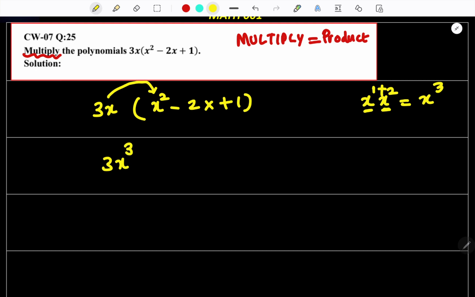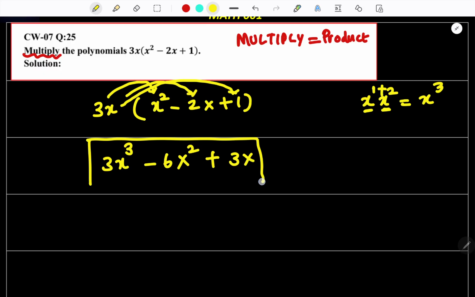Okay. And then multiply this one with this. So 3 times 2 is negative 6. X times x is x square. And then plus 3x multiply with this one. So you'll get 3x. So what's the answer? 3x cube minus 6x square plus 3x.